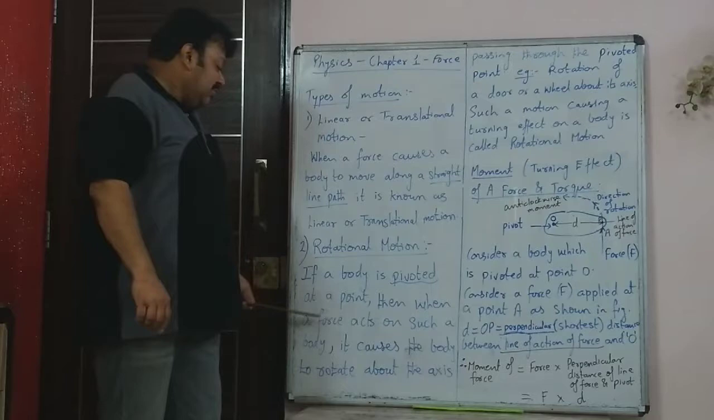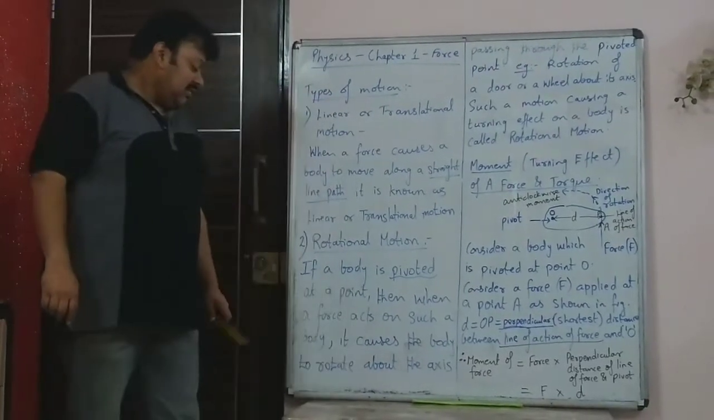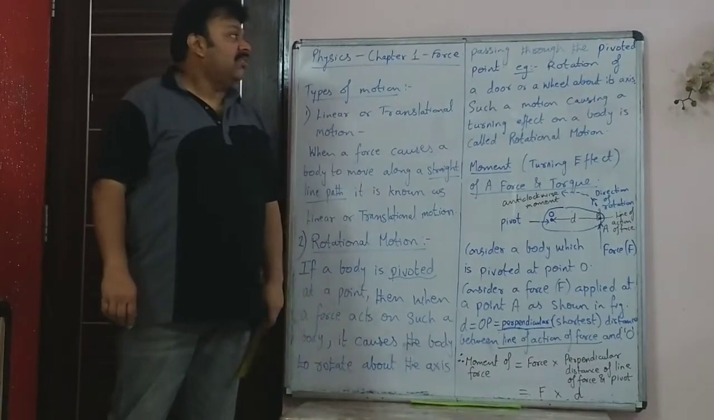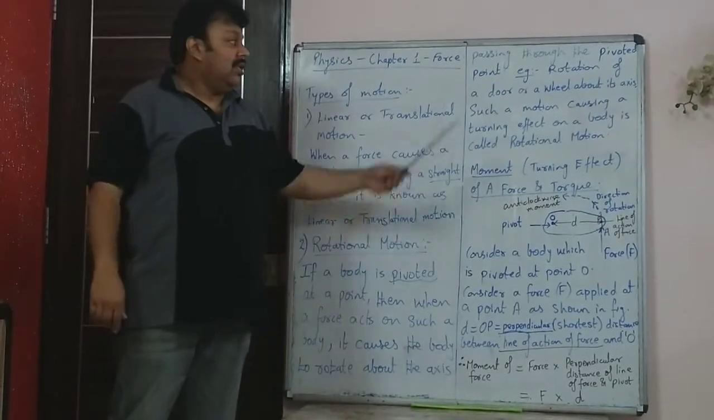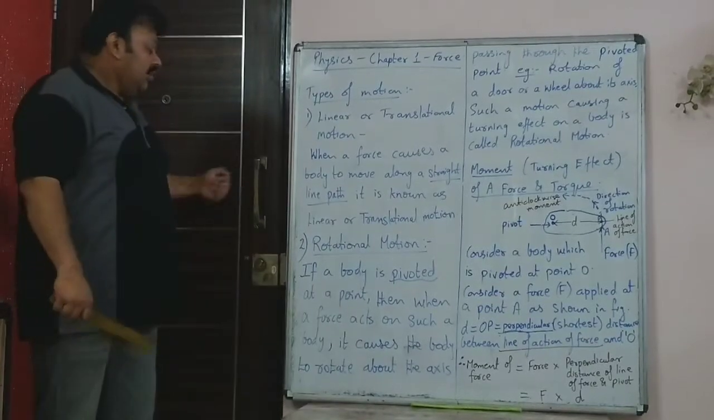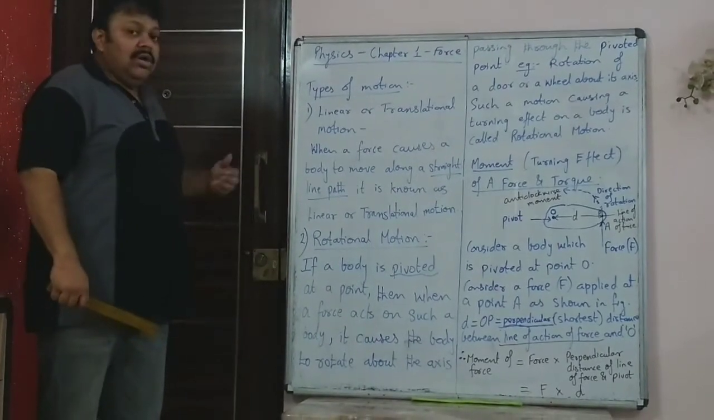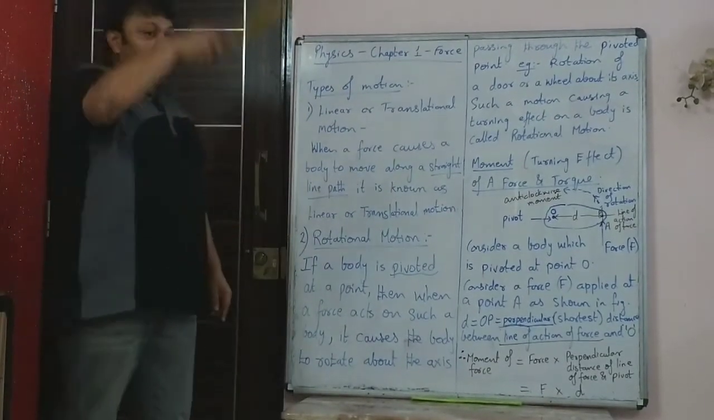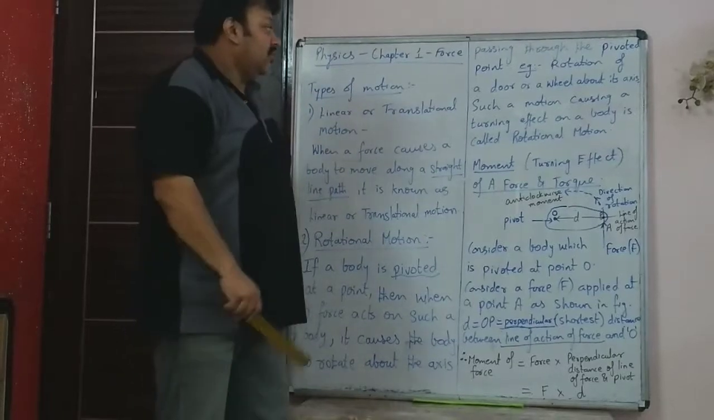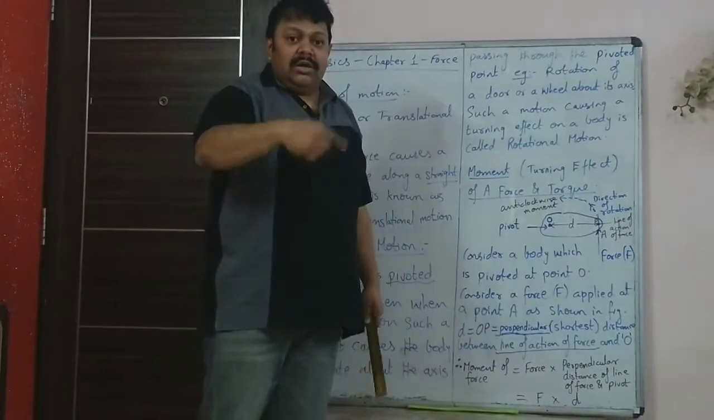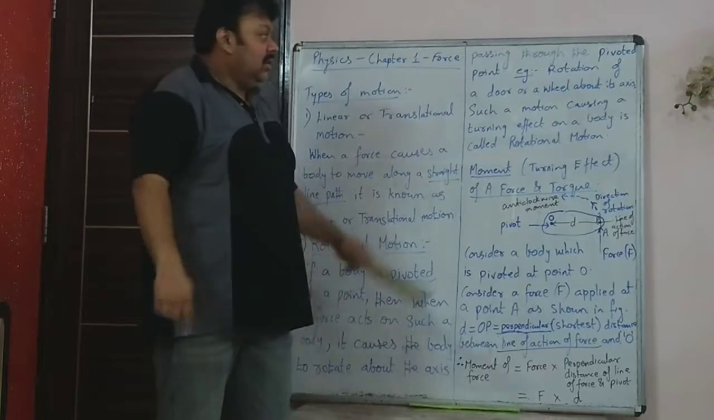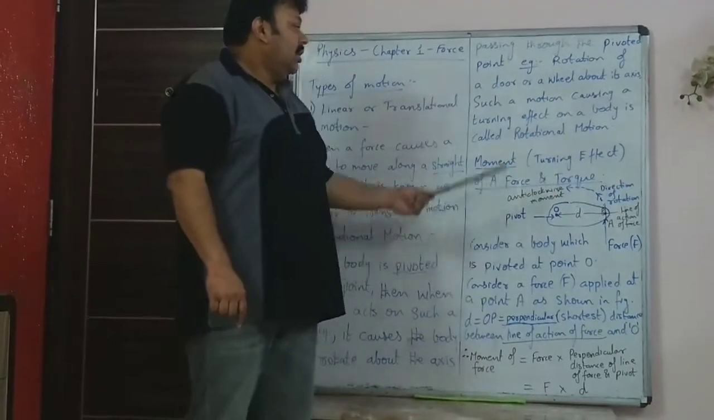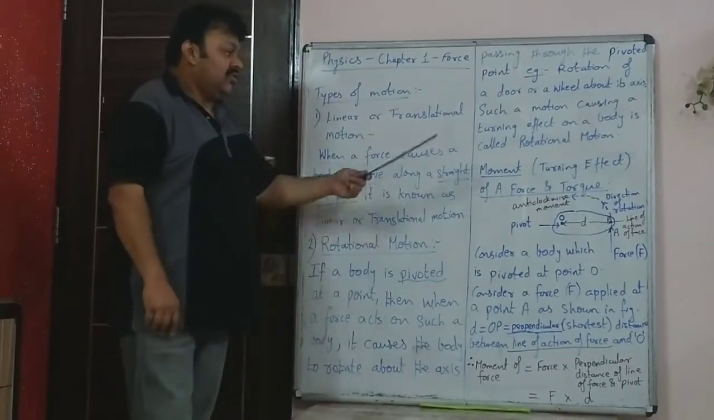So if a body is pivoted at a point, then when a force acts on such a body, it causes the body to rotate about the axis passing through that pivoted point. Example, the rotation of a door. So when you pass through this door, when you open the door rotates about the hinges. That hinges is the axis of rotation. Or a wheel, car's wheel, it will rotate. That is rotation. Such a motion causing turning effect on a body is called rotational motion.